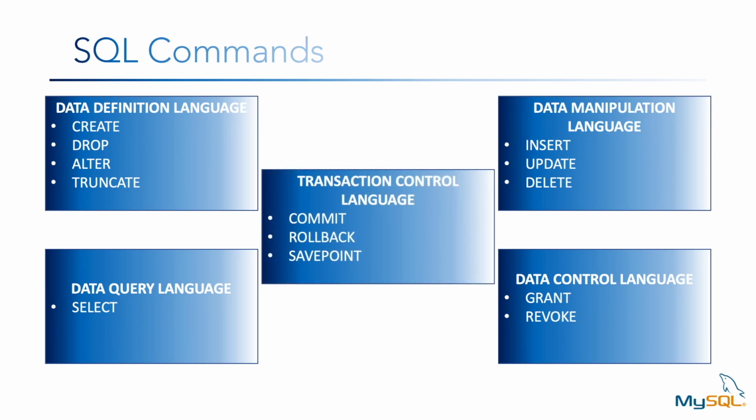Transaction Control Language, or TCL, allows you to control individual transactions in a database. For example, commit is used to permanently save transactions into the database. For more information on the five main types of SQL commands, please visit my channel as I have detailed videos on each of them.